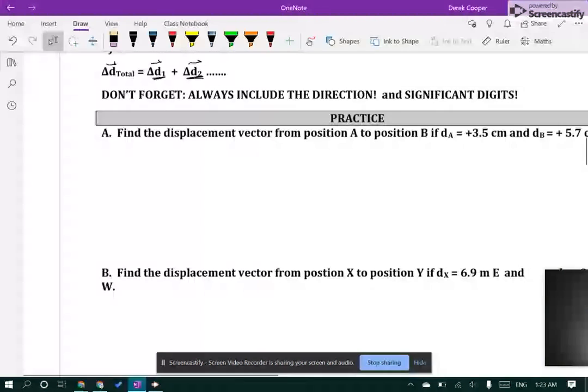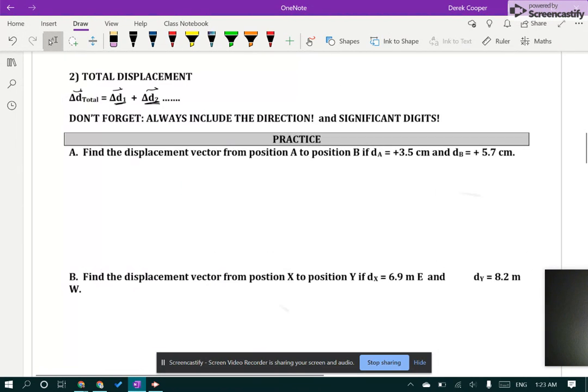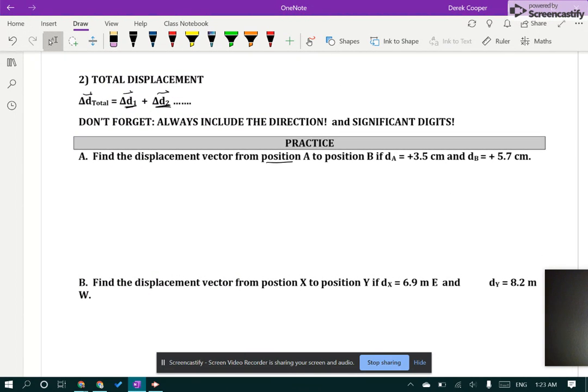So the first question says, find the displacement vector from position A to position B if position A is positive 3.5 centimeters and position B is positive 5.7. So we're going from position A to position B. Anytime we do these, what we're going to do is draw a number line. Let's draw a number line in a pen, not a highlighter.